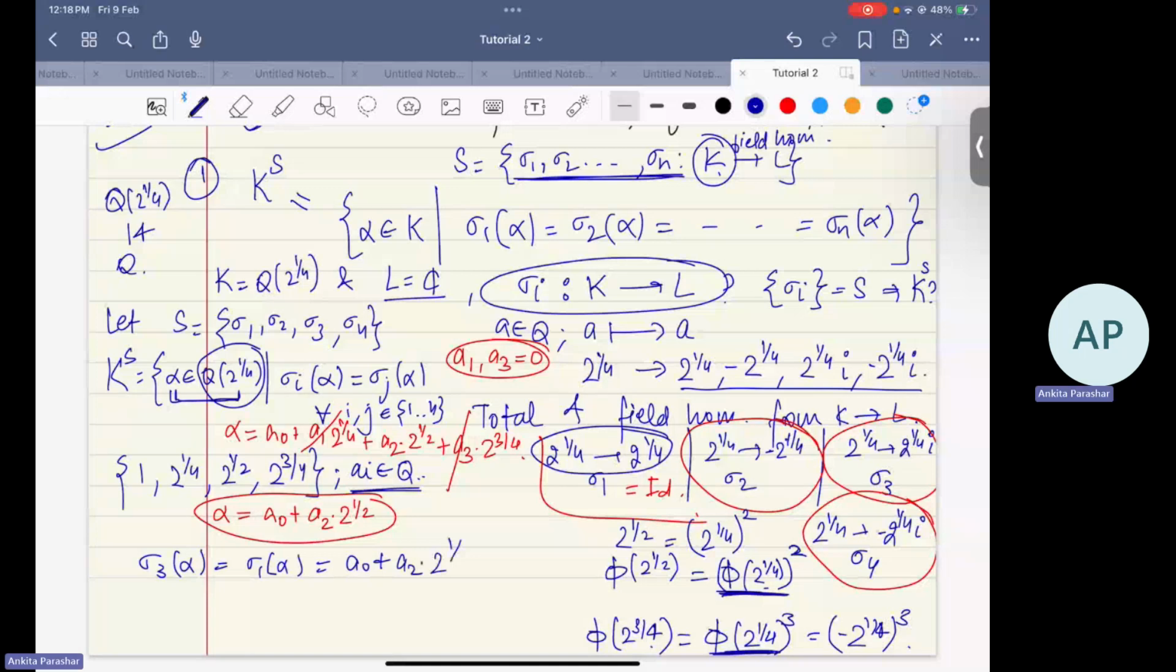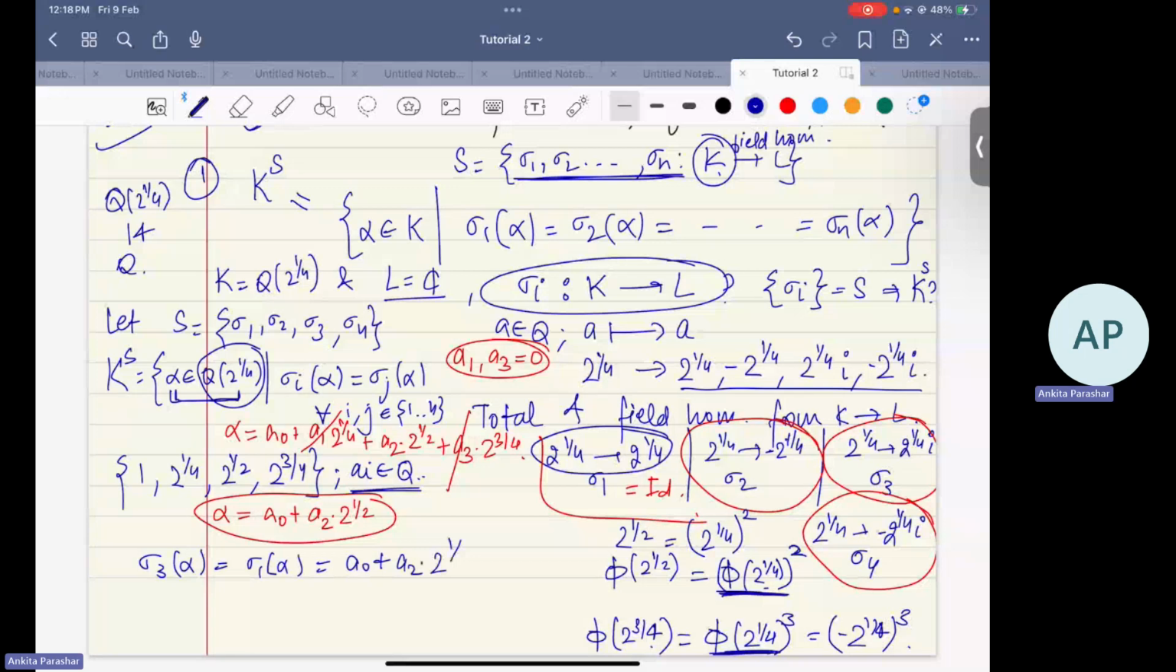Same idea will give you there are plus minus root 3. One possibility is root 3 can go to root 3. The other possibility is root 3 can go to minus root 3. This is the meaning of root 3 can go to two possibilities, plus minus root 3. Now, can you see how many homomorphisms you have from K to K?